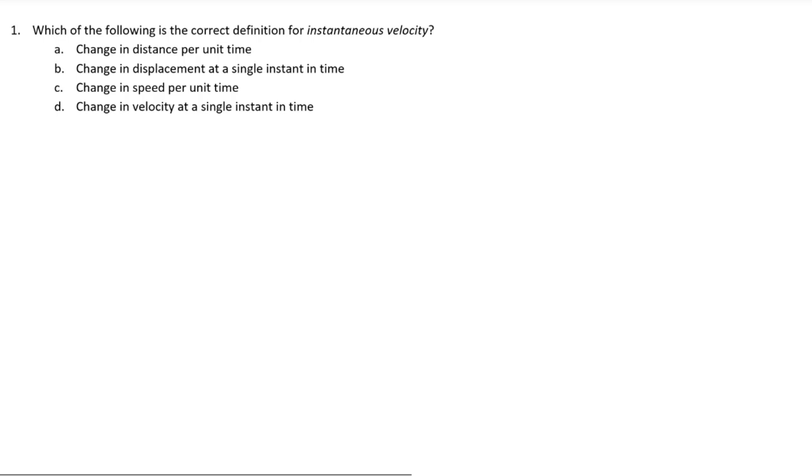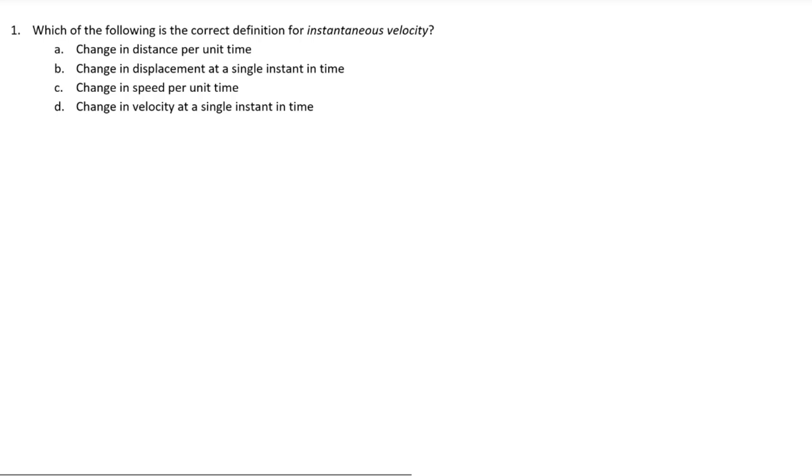The first question asks, which of the following is the correct definition for instantaneous velocity? Is it the change in distance per unit time, the change in displacement at a single instant in time, the change in speed per unit time, or the change in velocity at a single instant in time? Well, I'm immediately drawn to the word instantaneous. Remember, instantaneous means at a single instant in time. This means that only options B and D could be right.